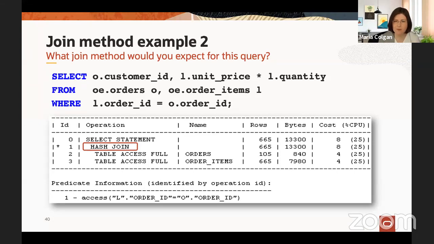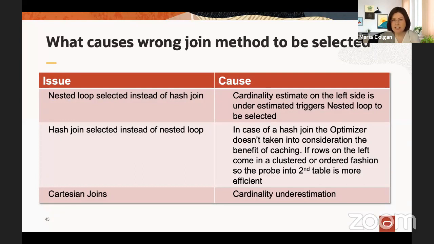2 full table scans followed by a hash join. If you're worried that you're getting the wrong join method, as I said, you want to be looking at cardinality estimates and access methods. But what may trigger that?